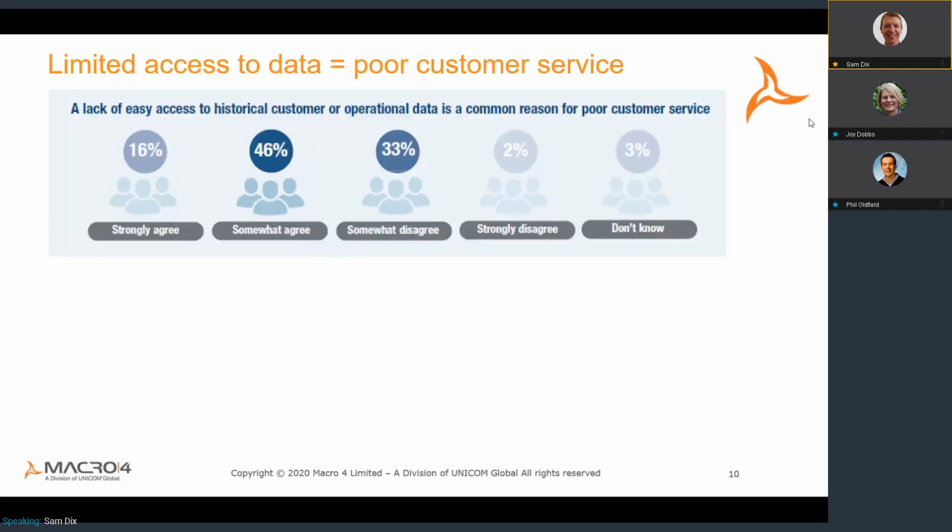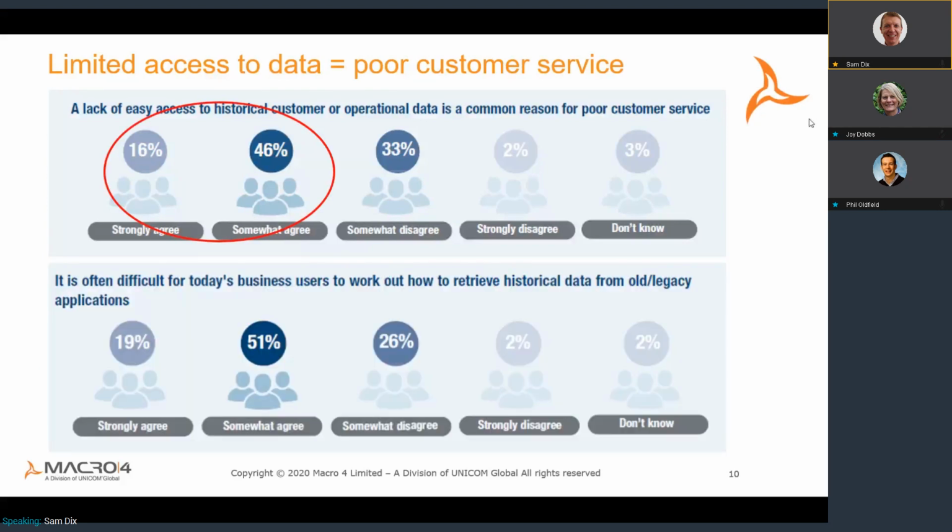As you can see from the top graphic here, a total of 62% of those questioned in the survey said that not having easy access to historical data leads to poor customer service. And then from the bottom graphic, a total of 70% said that business users often find it harder to retrieve historical data from legacy applications. What's more, these users may not receive training on systems that are considered obsolete or less frequently accessed, or old applications may be unfamiliar or just less user-friendly.